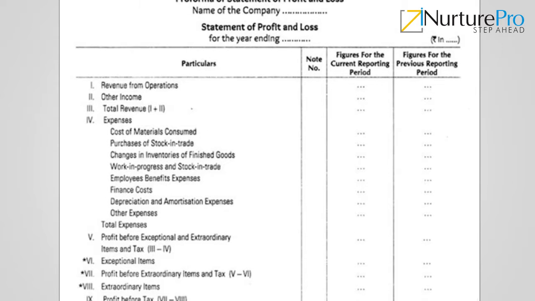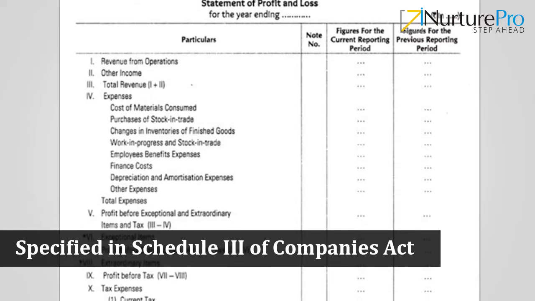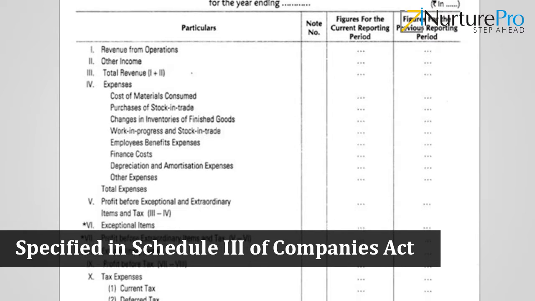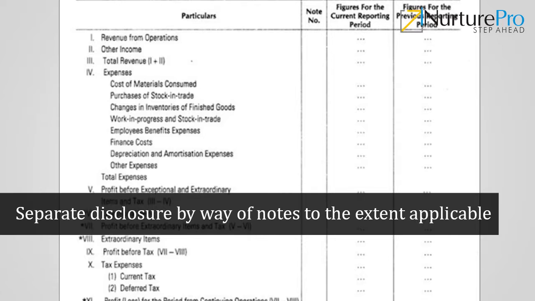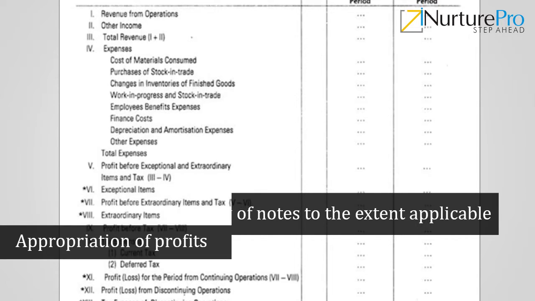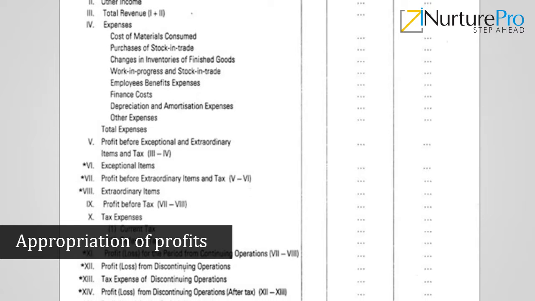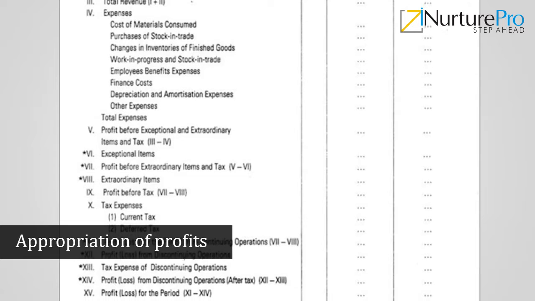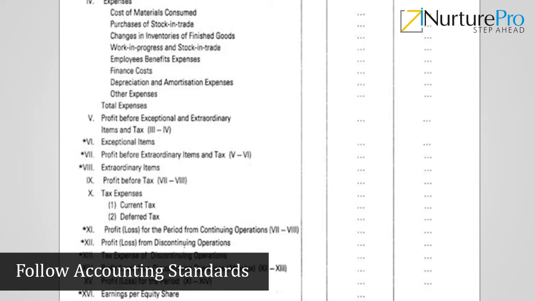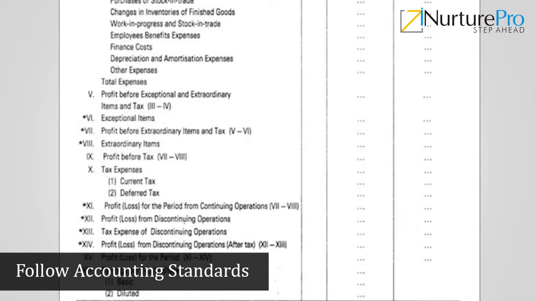Let us take a look at the snapshot of the format of statement of profit and loss that has been specified in Schedule 3. Please note that each of the heads in the statement should have a separate disclosure by way of notes to the extent applicable. Moreover, appropriation of profits is not shown on the face of the profit and loss. We should also remember that various accounting standards prescribed by the ICAI are expected to be followed while preparing the financial statements.